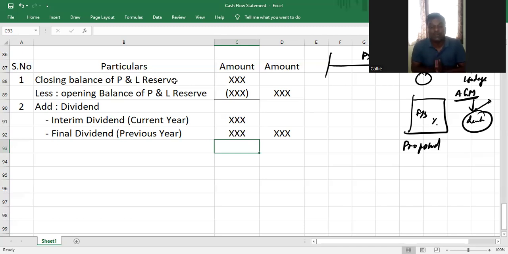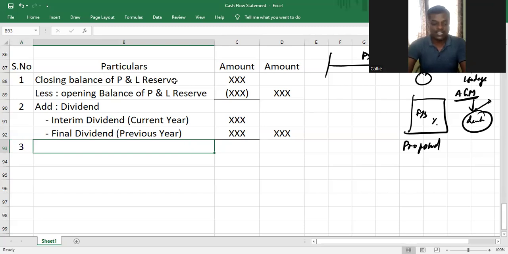For now, you just have to remember that even if the question doesn't mention anything about the preference shareholders, if dividend is paid to the equity shareholders, it is not possible for the dividend to have been paid to the equity shareholders unless preference shareholders have been paid dividend. And therefore, we add dividend. When we are adding dividend, we add the interim dividend and the final dividend. The next thing is transfer to reserve. We add back whatever amount we have transferred to reserves. Understood or not?